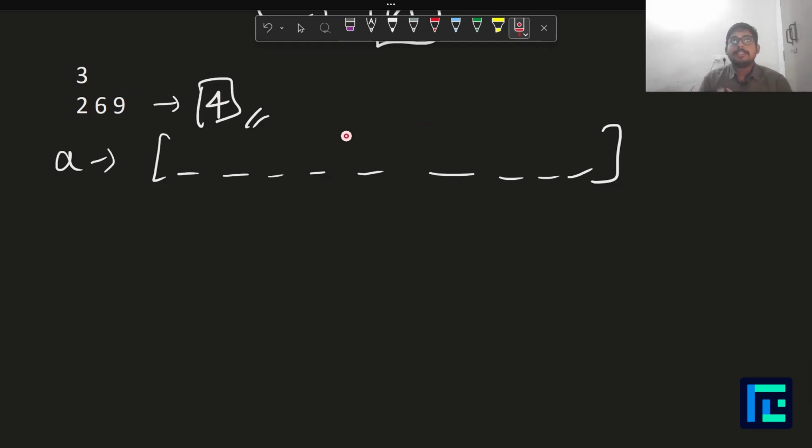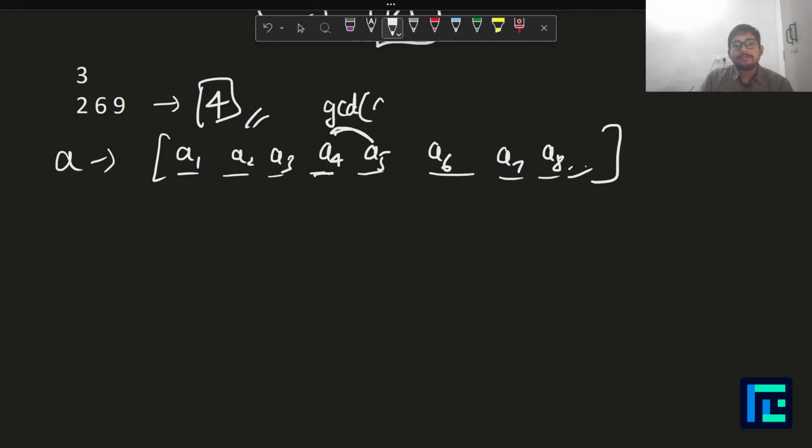Okay, so for these cases, how can you compute what would be the minimum number of operations? For that, if you look at how the operations are working, let's say this is A1, A2, A3, A4, A5, A6, A7, A8. Likewise, you have an array. So whenever you perform an operation, you would perform it on any two adjacent elements and replace any one of them with the GCD of those two elements. Okay, what happens on consequent operations?